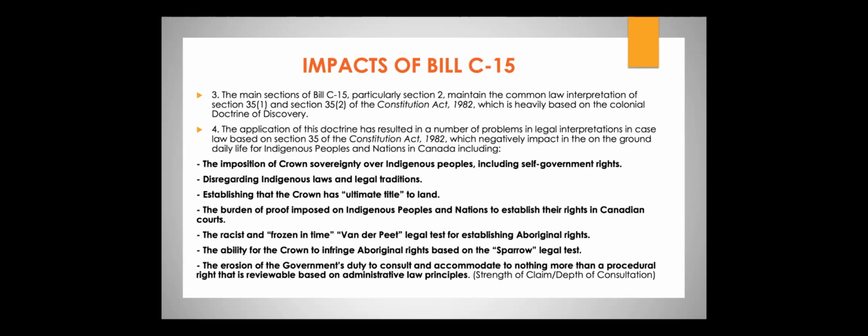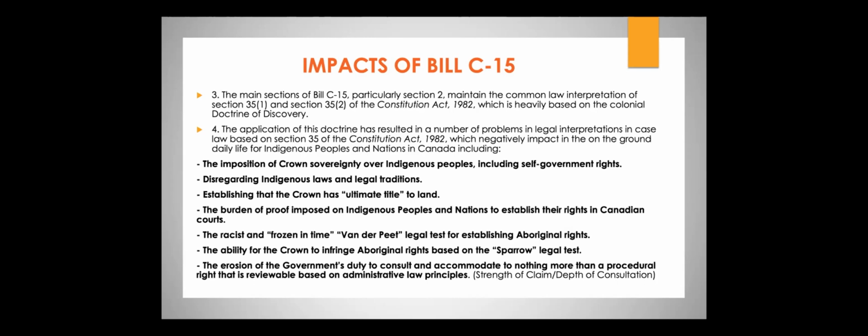Through various case law interpreting Section 35 over the past 30 years, they've disregarded Indigenous laws and legal traditions in favor of Crown sovereignty. They've established the Crown has ultimate title to land. That was in the 2014 Chilcotin case. They said the radical underlying title belongs to the Crown.